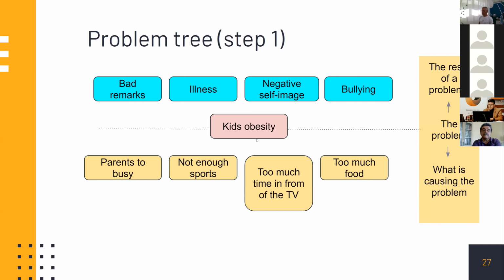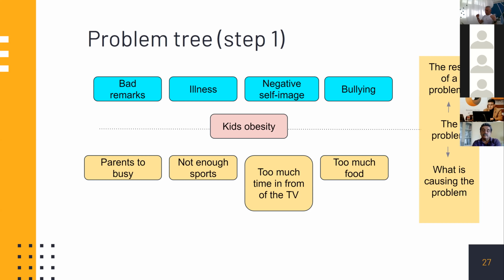So what are the consequences? Definitely they get bad remarks from other people. You know, there are stereotypes about obese kids and so on. Of course, illness. They cannot do whatever the other kids do. And illness will be more problematic when the age is advanced. So later in their life, they have many more problems than other people. They will probably have a negative self-image. If you're weak and obese, you know that you cannot do this as other kids do. And of course, bullying as well.